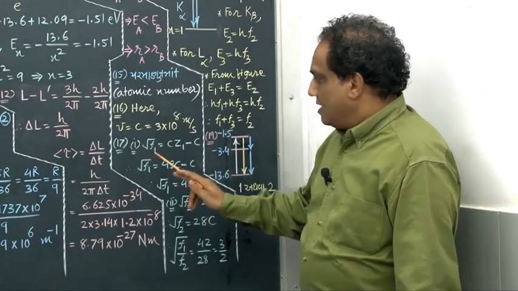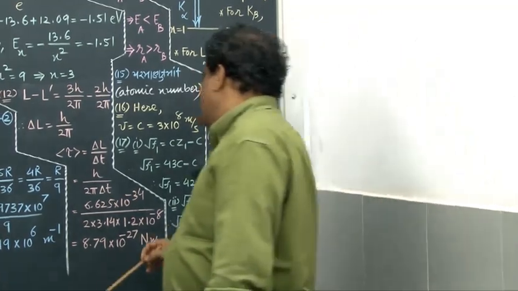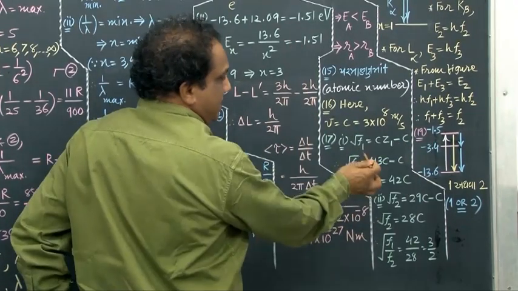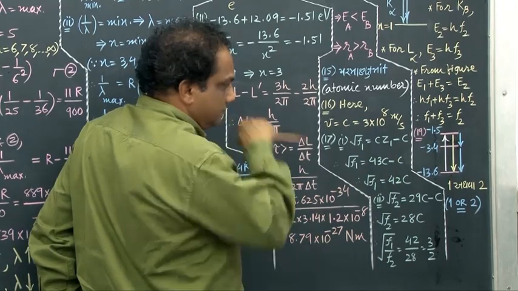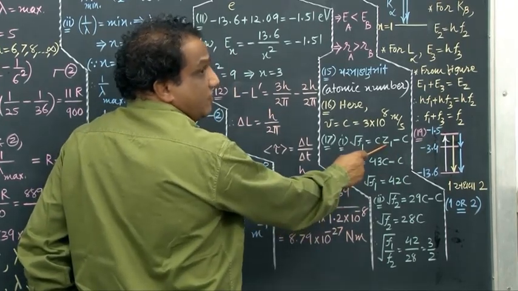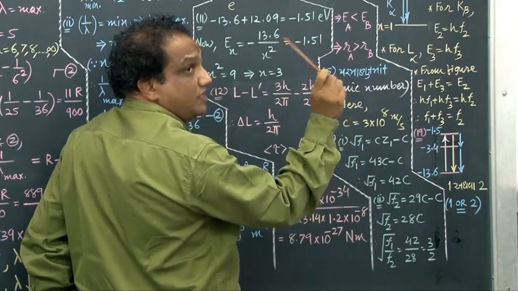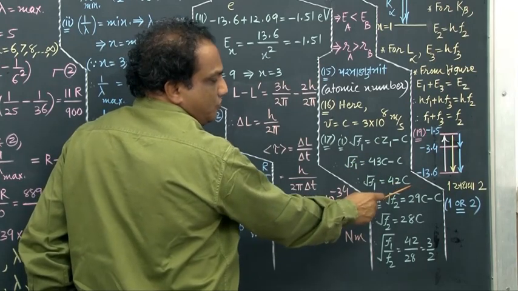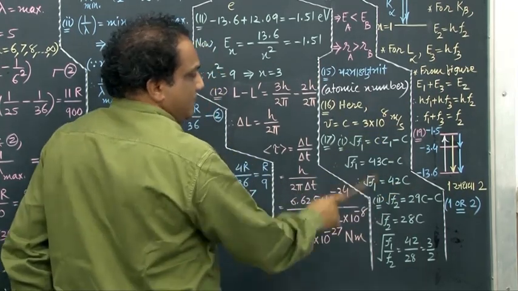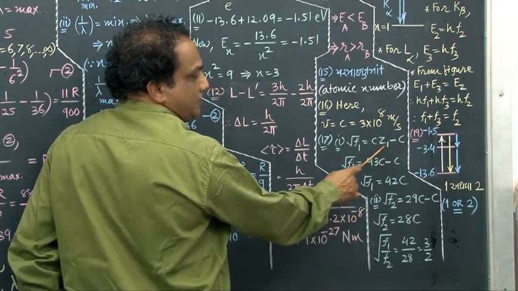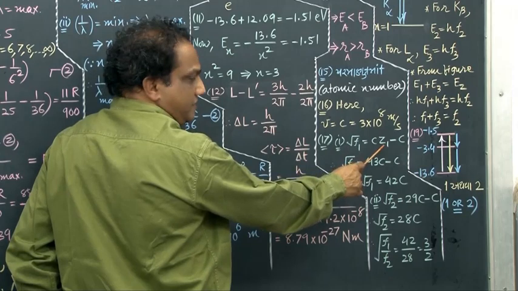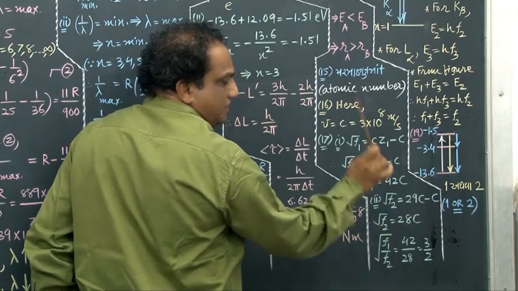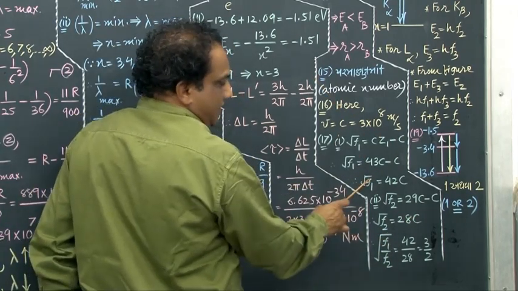Come on, read it. Recall Moseley's law. Moseley's law is under root f equals Cz minus C. For the first element, I am writing here f1. Here I am writing Z1, the atomic number for the first element, which is given as 43. So this is 43 into C minus C, that will give you 42 into C. Okay. For the second element, here you should write f2. Correct? Here you should write Z2, that Z2 is given to you as 29. 29 into C minus C, that is 28 into C. Correct? Fine.